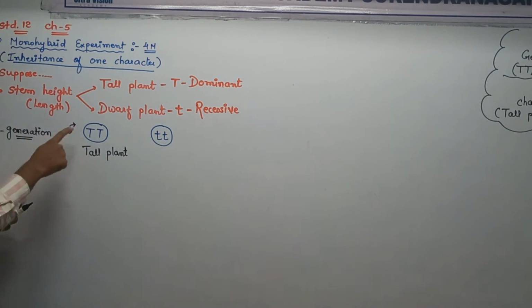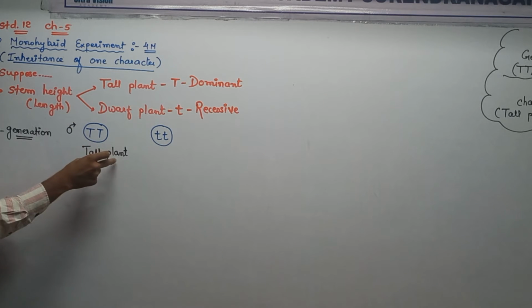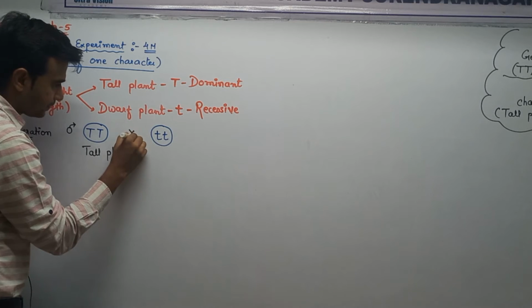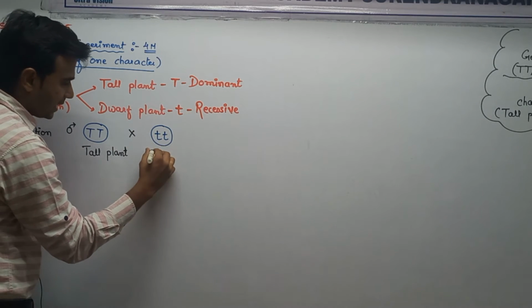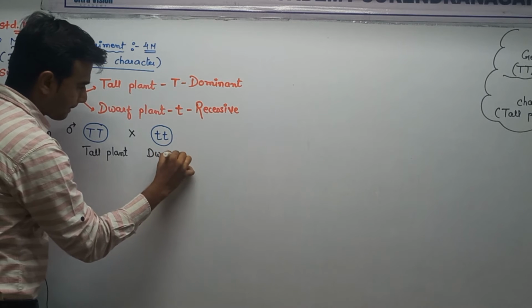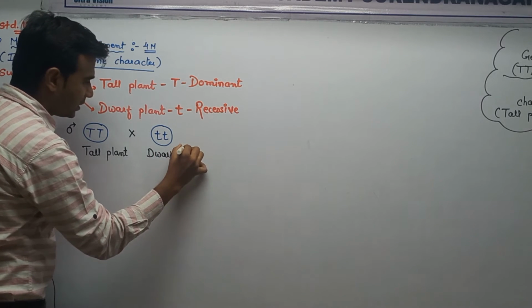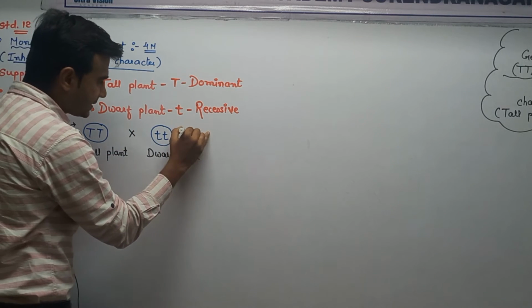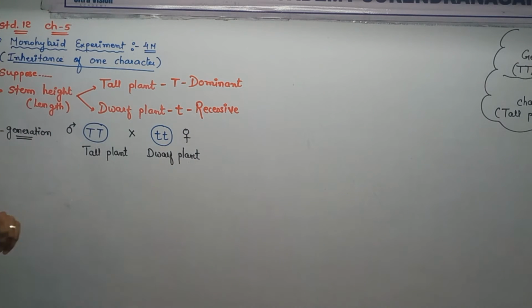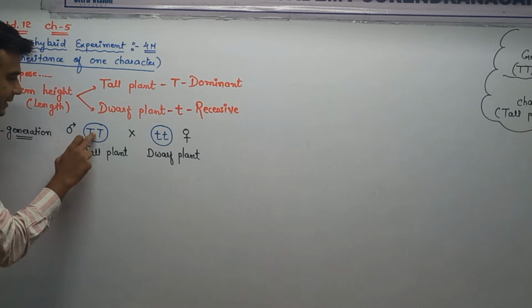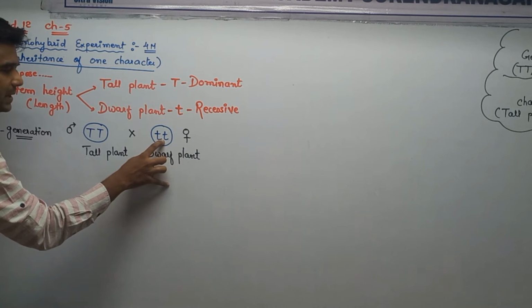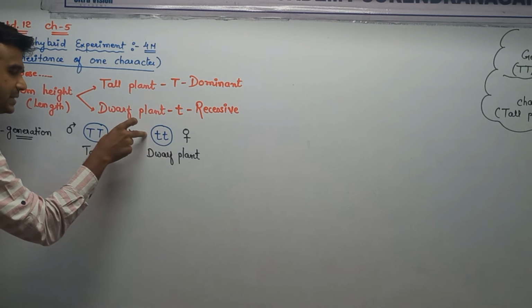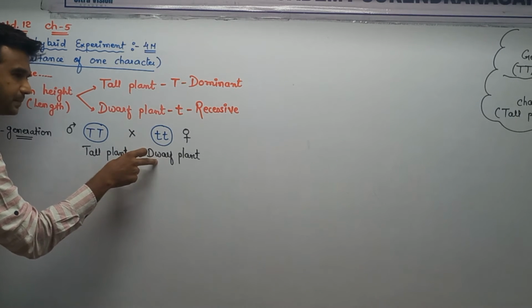So we say that a homozygous dominant tall plant is crossed with a homozygous recessive dwarf plant. Small t is genotype and dwarf plant is phenotype, and we select it as the female. Fine. So this is the P generation: this is the male plant, capital T, and this is the female plant, small t. Again this is genotype and this is phenotype.